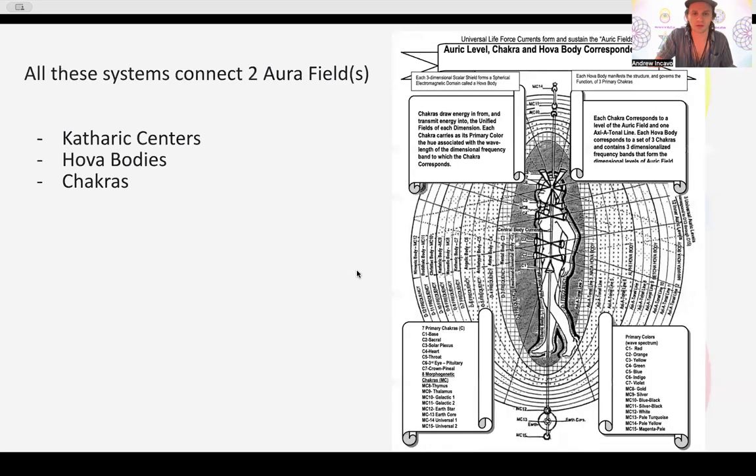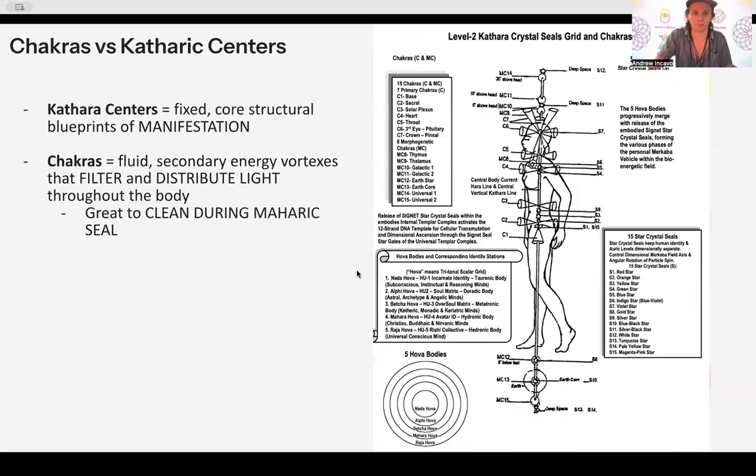Okay, I'm going to go back and we'll talk about Kathara centers. But I wanted you to understand that is the stack. That is the energetic stack. That is what your body is made of. I'm not interested in talking about the digestive system and your esophagus and your organs and your stomach. That's all bullshit Rockefeller nonsense. Does that exist? Yes, it does.